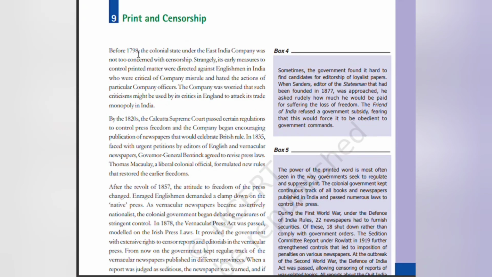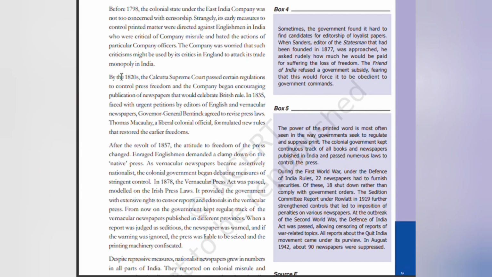Print and censorship. Before 1798, the colonial state under the East India Company was not too concerned with censorship. Strangely, its early measures to control printed matter were directed against Englishmen in India, who were critical of Company misrule and hated the actions of particular Company officers. The Company was worried that such criticism might be used by the critics in England to attack the trade monopoly in India. By the 1820s, the Calcutta Supreme Court passed certain regulations to control press freedom, and the Company began encouraging publication of newspapers that would celebrate British rule.